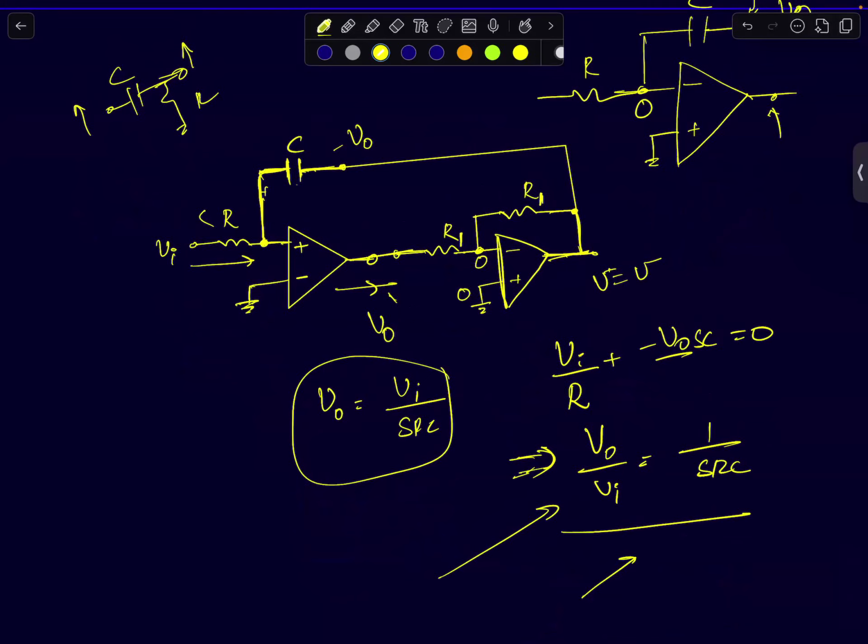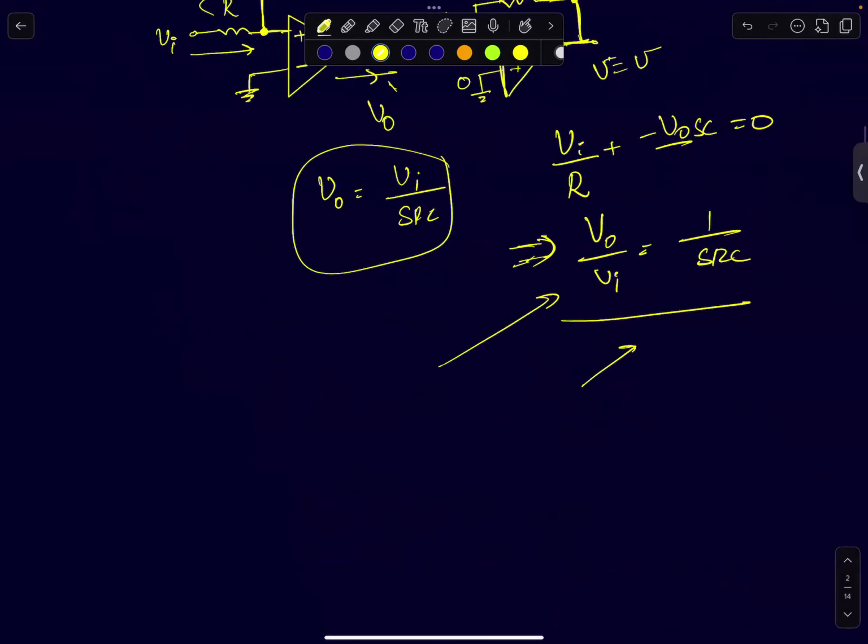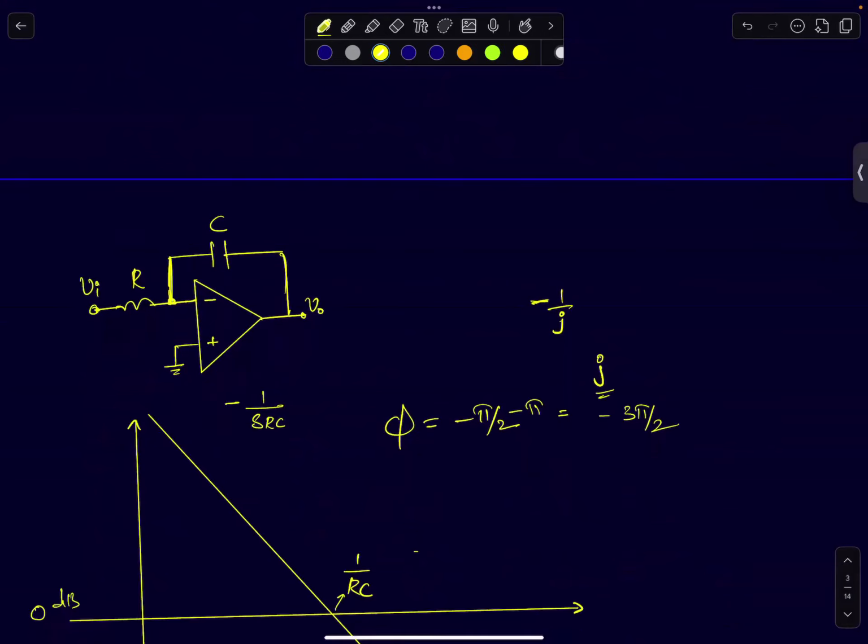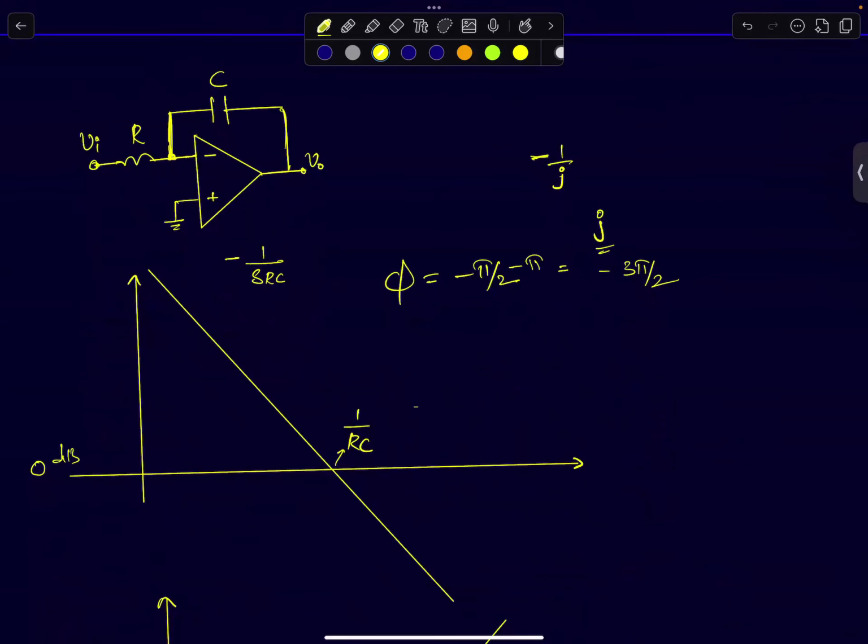Okay. So that's a quick analysis of three different circuits. Now we'll look at how to plot the frequency response graphs of integrator circuits. So let's start with a simple inverting integrator.